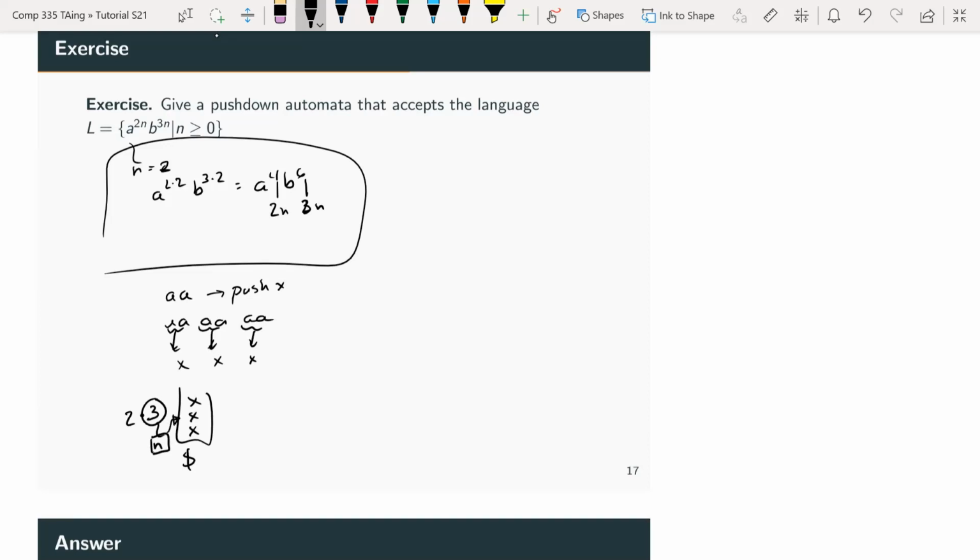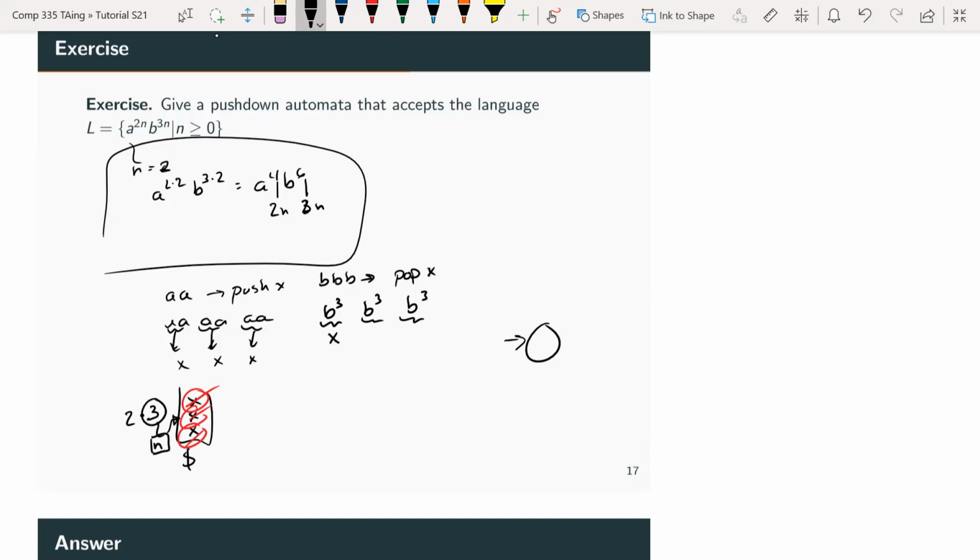Okay. So then for your B's, for every 3 B's, you're going to want to pop an X. Because if n is 3, then you should have exactly 3 times 3, 9 B's, right? So you should have once B3 to pop 1 X, another time B3 to pop another X, and then last time B3 to pop the last X. Okay, that's the idea. So then how do you do this?